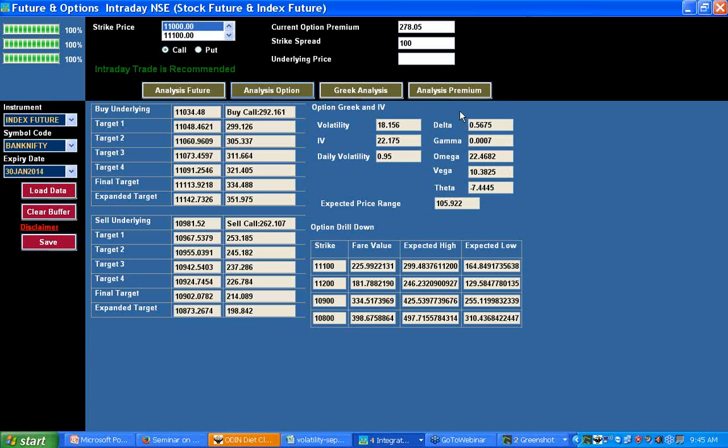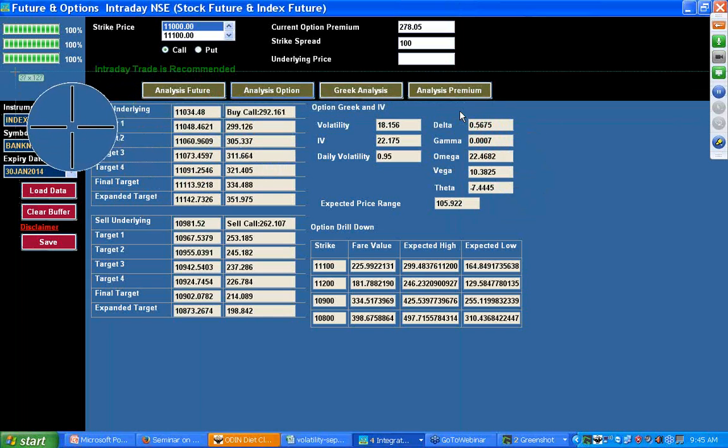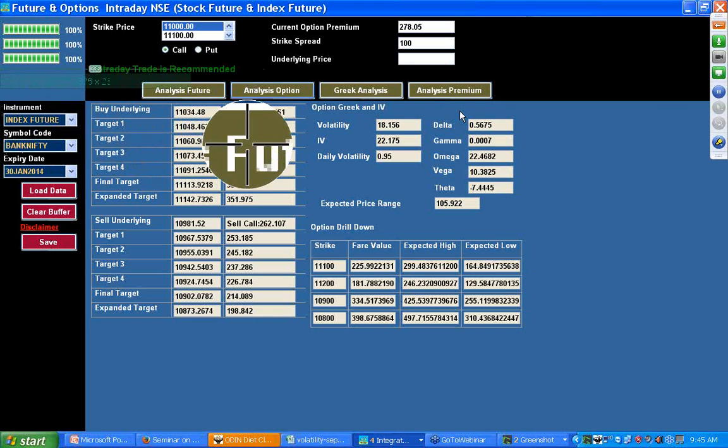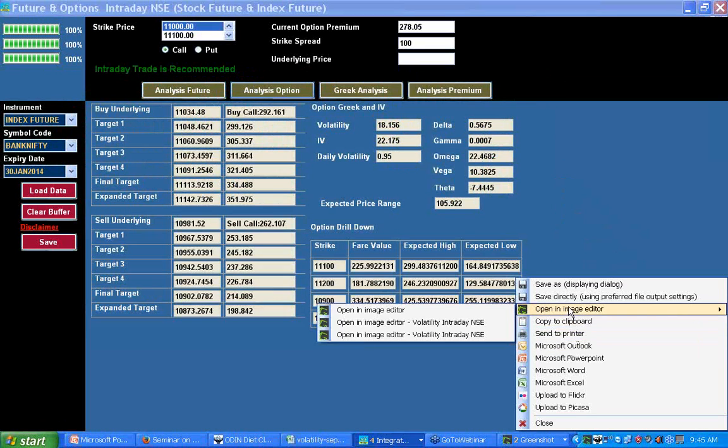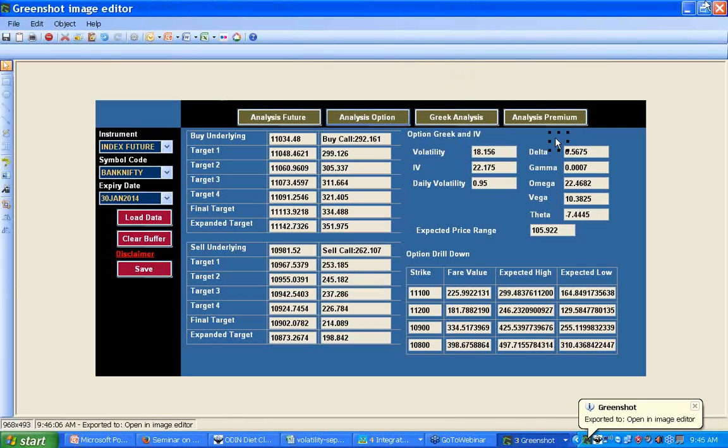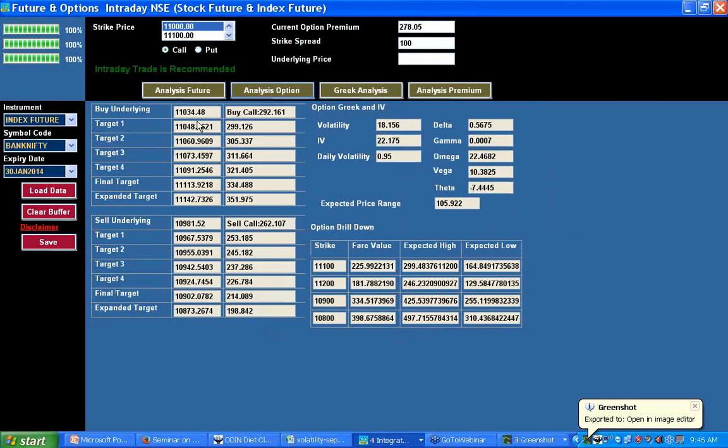So I am just also taking the print screen of this one. So I will be saving this experiment, so that we can follow it up afterwards. So same way, let me go for the put option. 11,000 put option 279. So analyze the option.